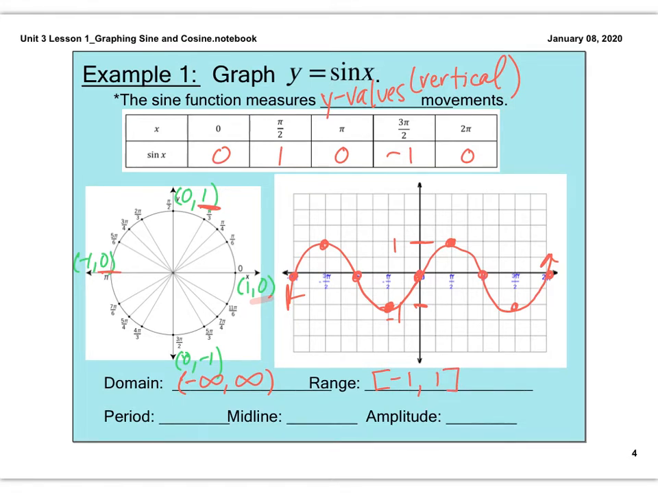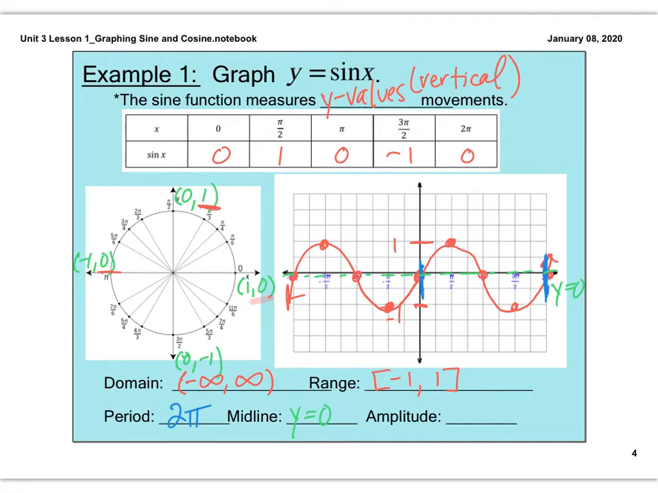The period, remember, starts here and ends here. After that, it's going to keep repeating the same pattern. Well, that period is 2 pi. The midline in this case goes right across here. Half of the graph is above that line, half is below. That's at y equals 0. So the midline is y equals 0. That's the equation of that midline.